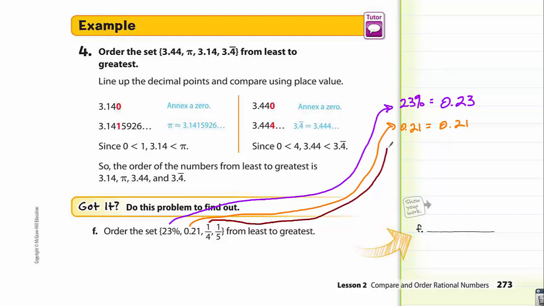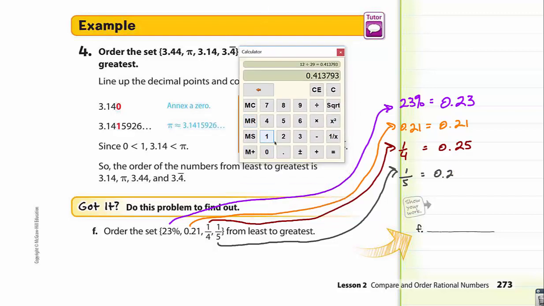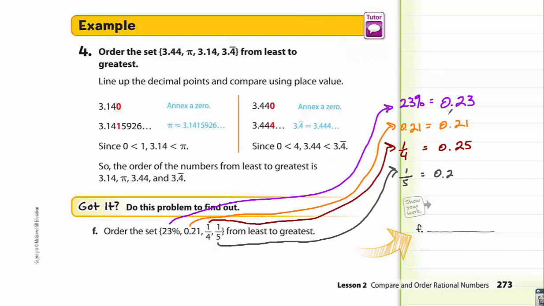1/4. The decimal for 1/4 is 0.25. And lastly, 1/5. The decimal for 1/5 is 0.2. If you don't remember that one, you can grab 1 divided by 5, 0.2. So now go through and ask, which of those is the biggest? Well, they're all 0.2s. This is 0.25, 0.21, 0.23. I'm going to give that a 0 just so it has 2 places like the rest of them do.